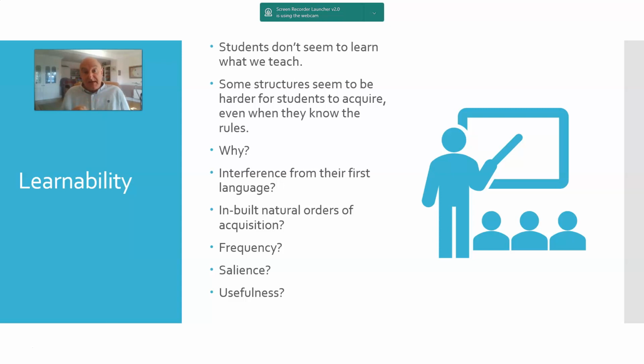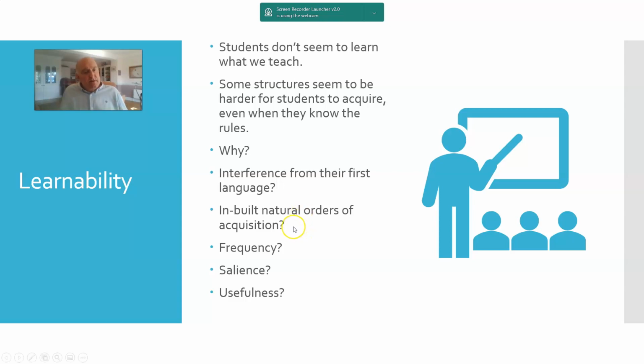Some structures seem to be harder for students to acquire than others. Why is this? Well, it might be the implicit complexity of the structure. It's actually quite complicated. It's quite likely to be unlike the structure in the first language. So, for example, in French, object pronouns go before the verb. In English, they go after. So it may not be surprising that students take a while before realizing that they've got to say, instead of I draw it, I it draw. They might understand the rule in theory, but to apply it takes a lot of time.